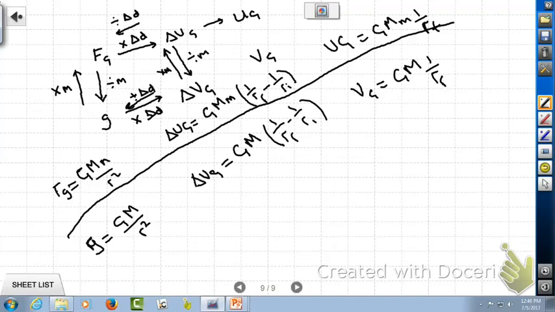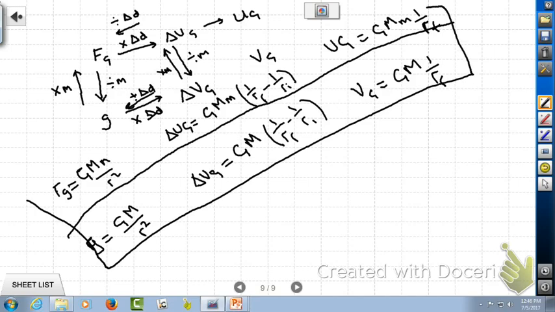R squared, 1 over R squared, 1 over R squared, 1 over R, 1 over R. And then if I want to go from there to there. So it's really useful. So I used to teach this and every semester people would just fall apart with it.